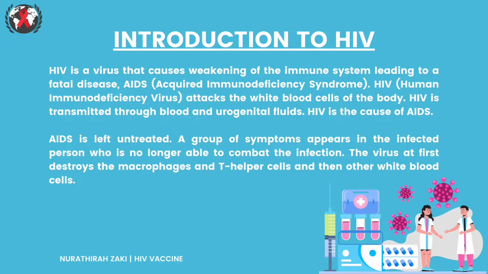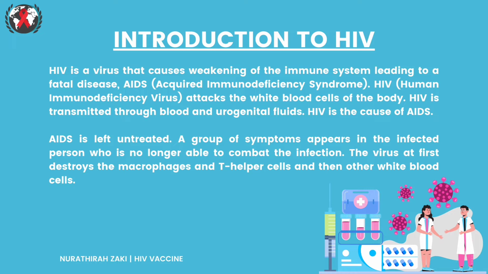HIV vaccine. Introduction to HIV. HIV is a virus that causes the weakening of the immune system, leading to a fatal disease, AIDS, which stands for Acquired Immunodeficiency Syndrome. HIV stands for Human Immunodeficiency Virus, which attacks the white blood cells of the body. HIV is transmitted through blood and urogenital fluids. HIV is the cause of AIDS.